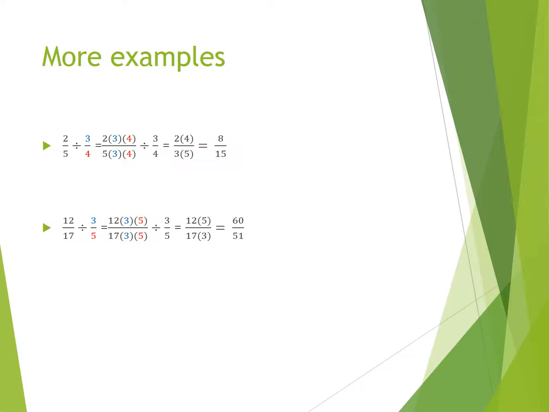I get 12 times 5 when I multiply by 3 and then divide by 3. And on the bottom, I multiplied by 5, but then I divided right again by 5, so I'm left with 17 times 3. So I get 60/51. Now, that's not in simplest form because both of those are divisible by 3, but I'll leave that to you.